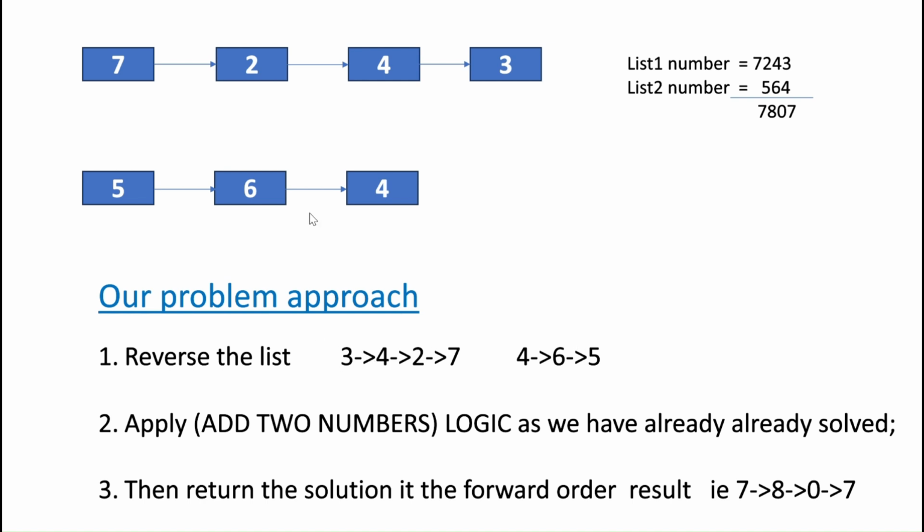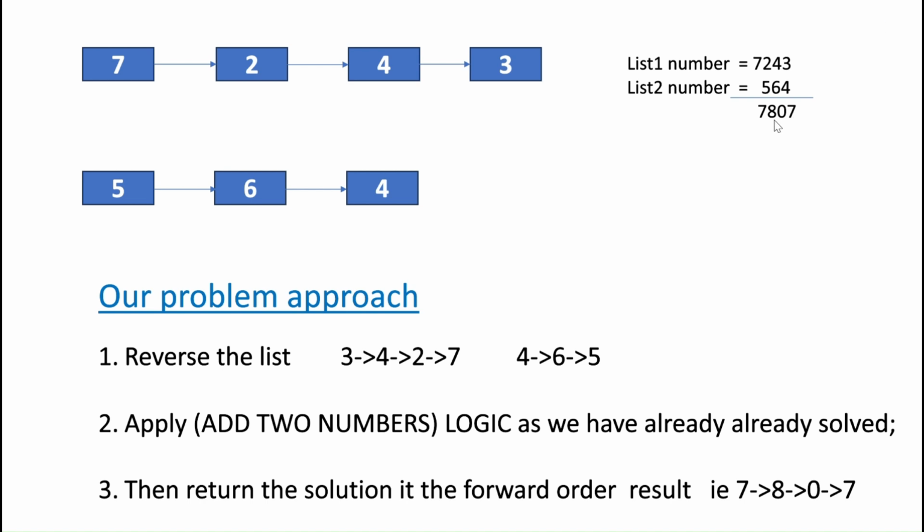See, 3 4 2 7, and here 4 6 5, right? And then the head is present here and here, of the two linked lists. Now we have to do our operation, that is the addition operation. We will do it, and the answer we get will also be in least significant digit order only, right? So in the last step, we simply reverse our solution and make that the answer.